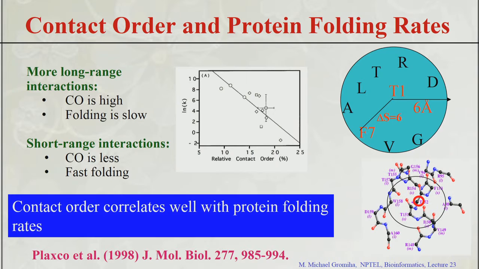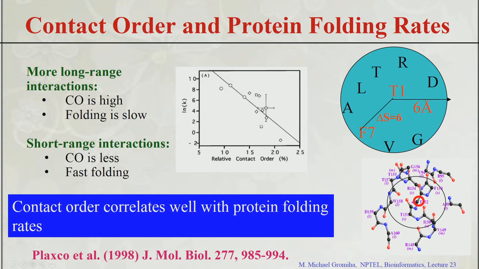So, here I show the data. For example, if this is the sphere, for residues 1 and 7, delta S is 6. Likewise you compute for all the residues, get the value for T1, then you repeat it for all the residues in the protein and you will get the value. Then we relate that value with the folding rate.